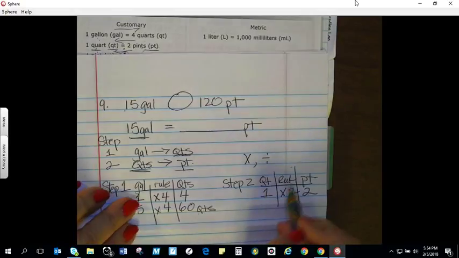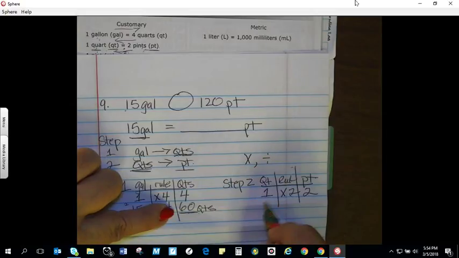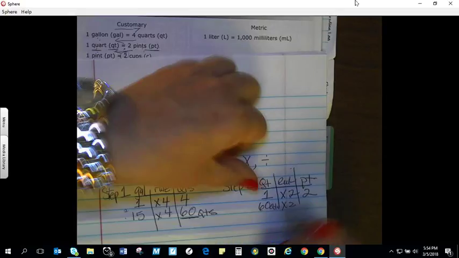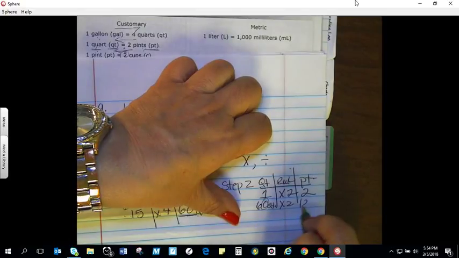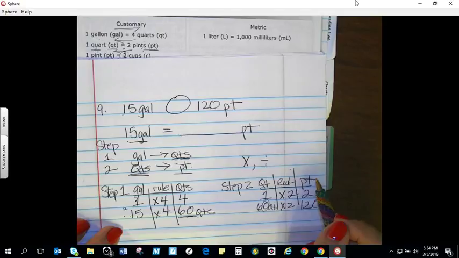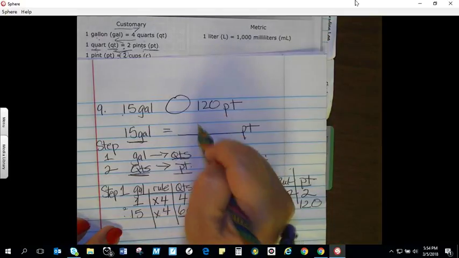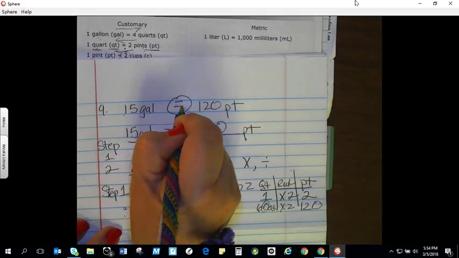Now that I know my rule, I figured that I had 60 quarts times 2. Well, I have a 0 here, so 6 times 2 is 12, plus my 0 is 120 pints. Okay, so 15 gallons is equal to 120 pints, and this is equal.